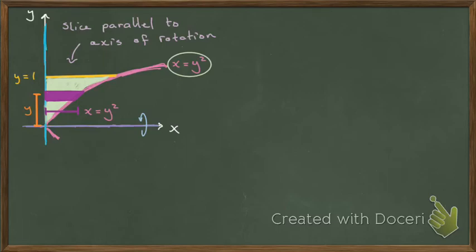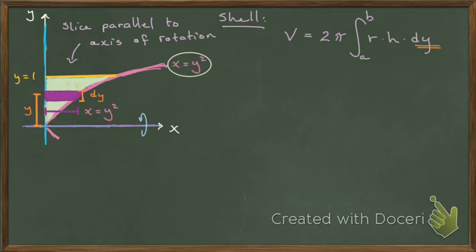It's just y. So then when I set up my shell method, my volume should be 2 pi integral from a to b of the radius times the height times dy. Now that dy comes from the thickness of my slice, and because it's a horizontal slice, it's some small chunk of the y-axis, so it's a dy slice.